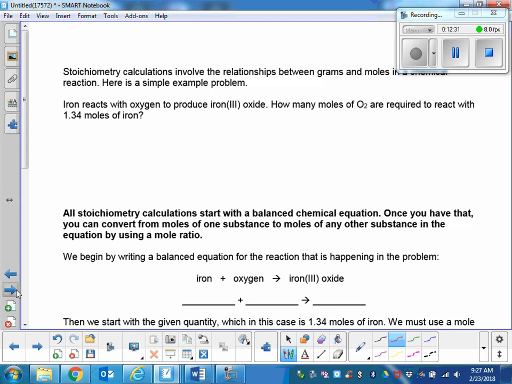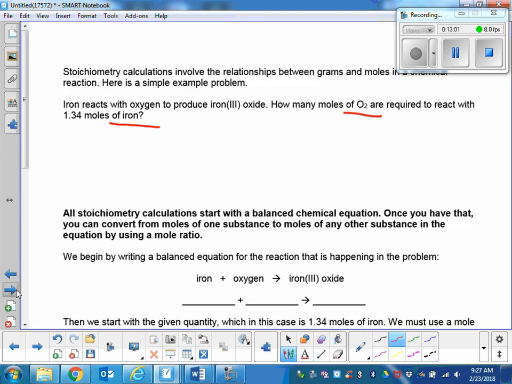So, let's go to the back sheet. Here is a reaction. Okay? So you can get asked different types of problems. Here is the first reaction. Iron reacts with oxygen to produce iron oxide. How many moles of oxygen are required to react with 1.3 moles of iron? Are they trying to relate oxygen to iron? Is that right?